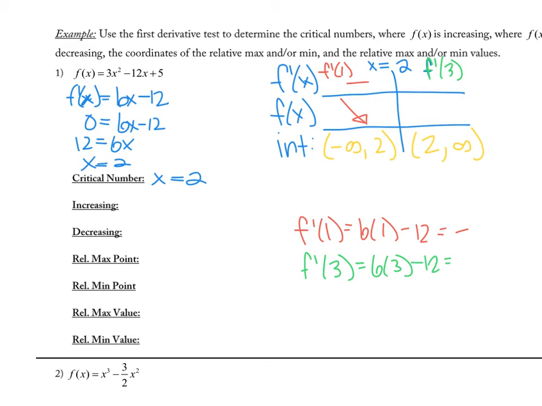Once again, all I care about is if it's positive or negative. I don't care about the number itself. And it's positive, so that means our graph is increasing on the interval of 2 to infinity. If f prime is positive, that means f of x is increasing. If f prime is negative, then f of x is decreasing.